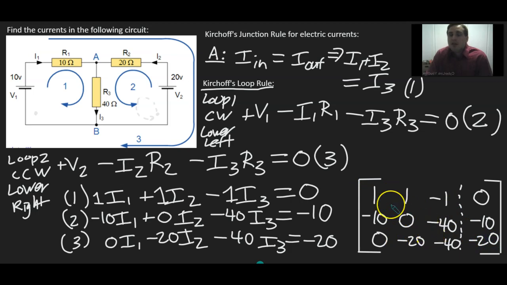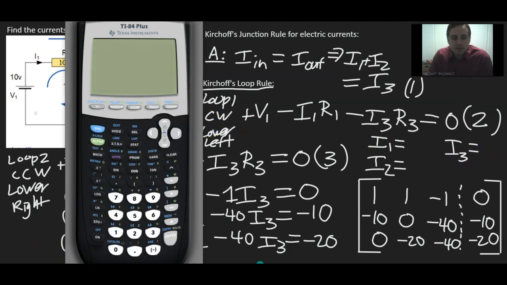Okay, so what I've written down here are the coefficients of the linear system, and I've put them into a matrix. I should be able to solve this matrix by reducing it. It's just like solving 3 simultaneous linear equations. In fact, I will do this with the Texas Instruments calculator, and we should be able to get the currents I1, I2, and I3. So let's see how we can get those. Let's go to the calculator.